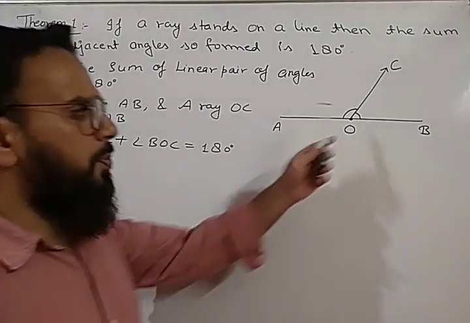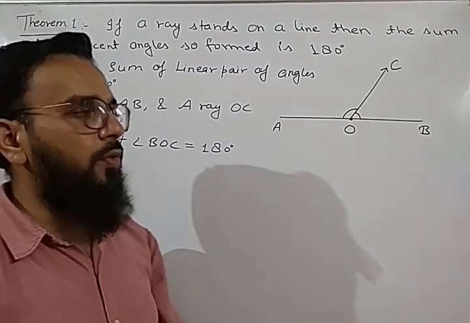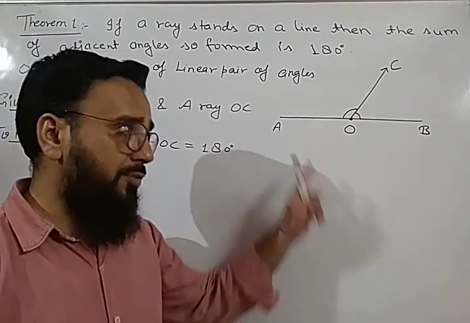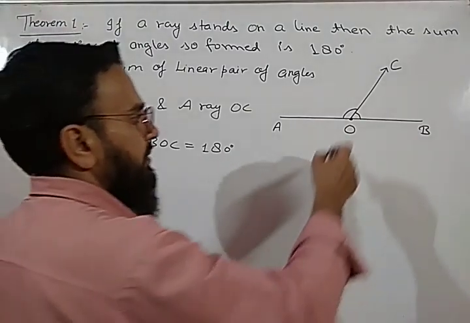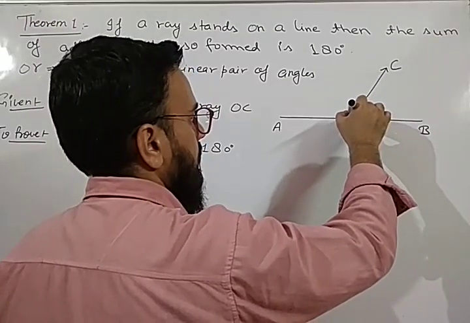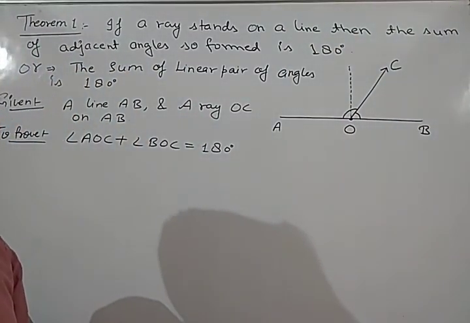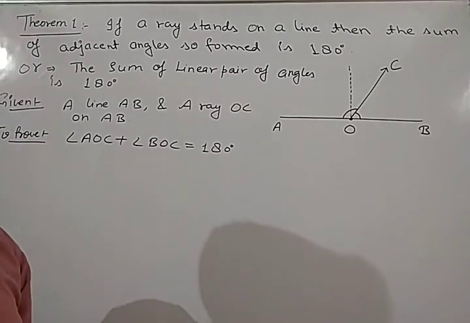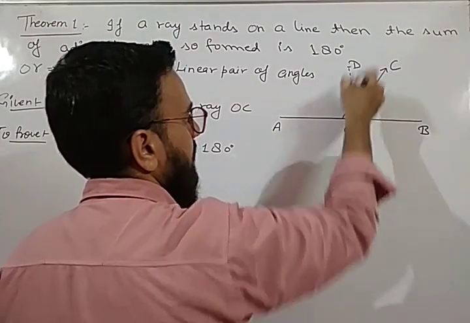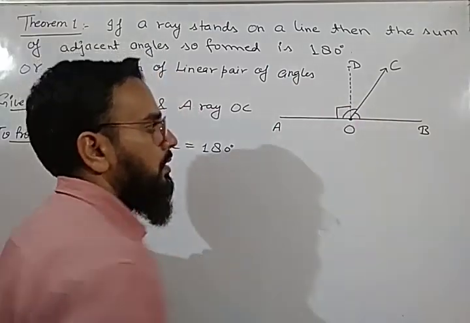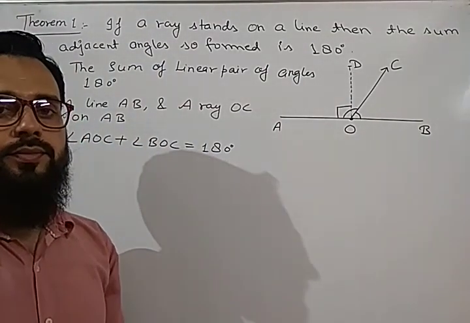Now how will you prove it? What are the steps to prove it? First, let us consider how we will prove it. For that we have to do a construction here. What construction? We will draw a line perpendicular to AB. We have to do this construction for proving this question. So let us construct a line OD. Draw OD perpendicular to AB. This is our construction.